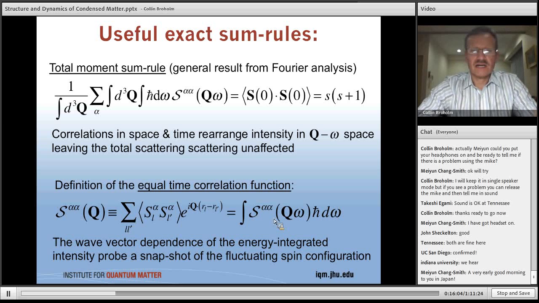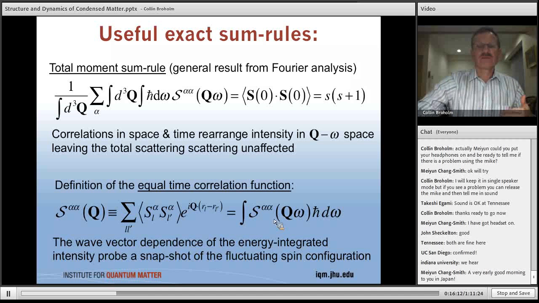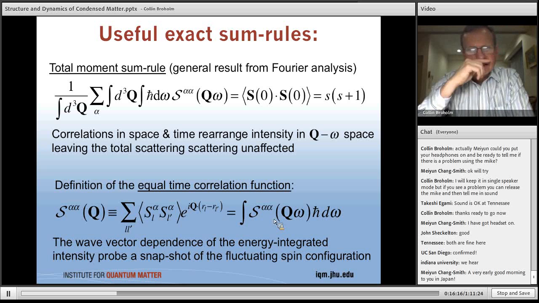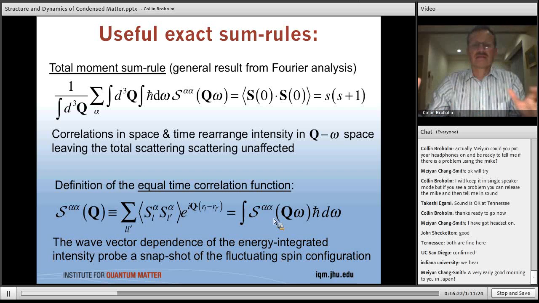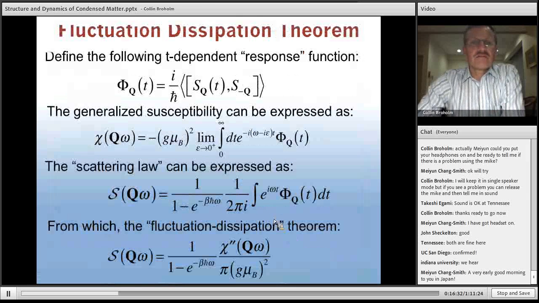Now, the time scale that's involved in this is going to be related to how wide a range of energy transfer is available to me in the experiment. And so, if I'm integrating over a very wide range, then I'm, in a sense, accessing very, very short times in my measure of the equal time correlation function. All right, so that was the first step.